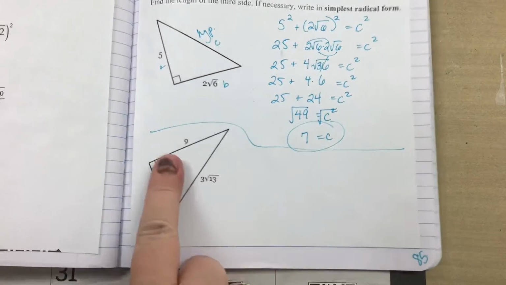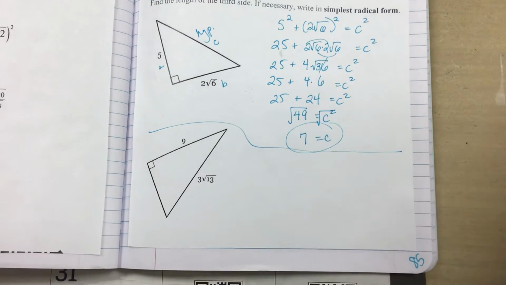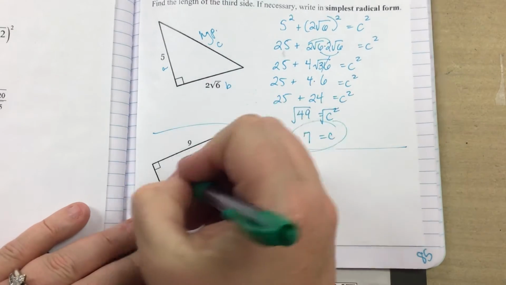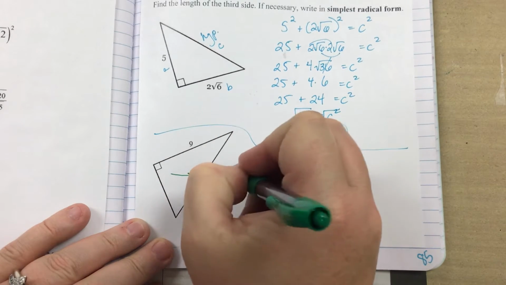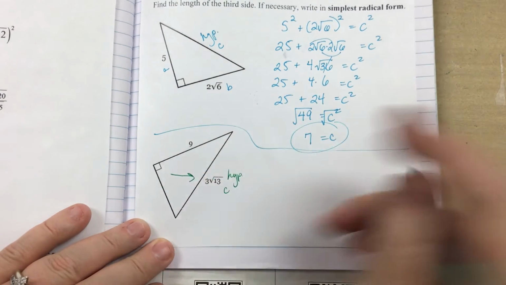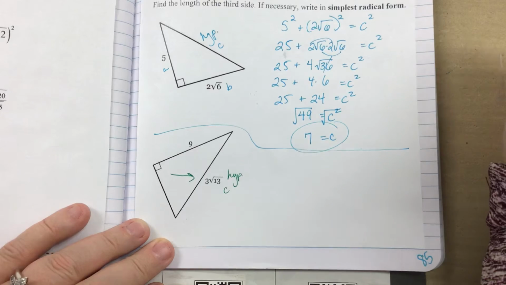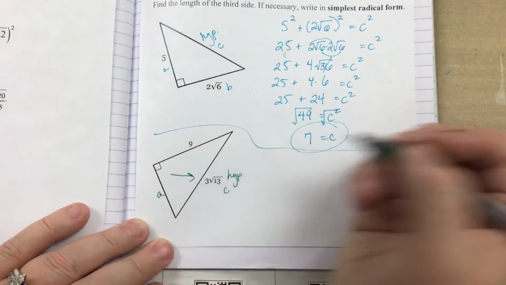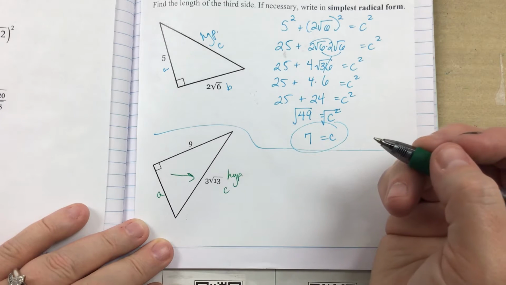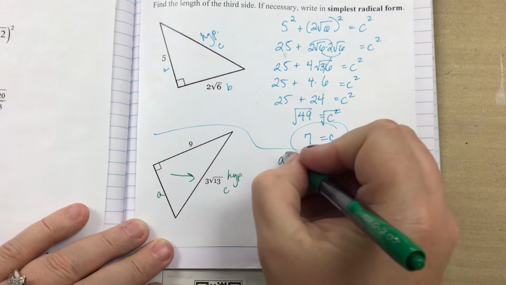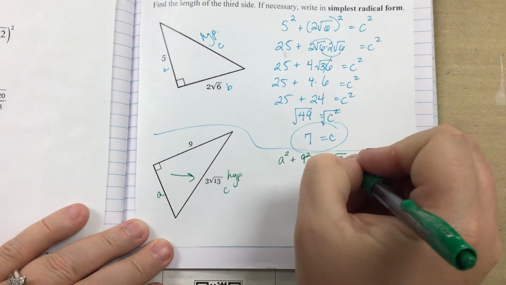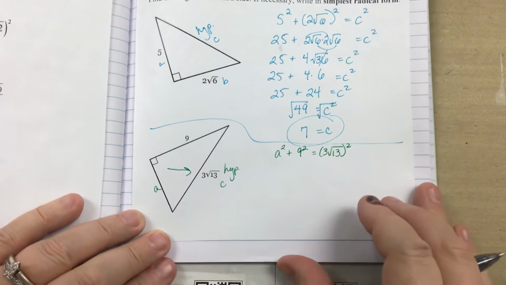The other one I have is the same kind of problem. We are trying to find a missing side here. This one is my hypotenuse, and it goes by the variable c if I'm thinking about a squared plus b squared equals c squared. That means this leg, we'll call it a or b. It doesn't matter which one's which. So according to the Pythagorean theorem, we'd have a squared plus 9 squared equals 3 root 13 squared.